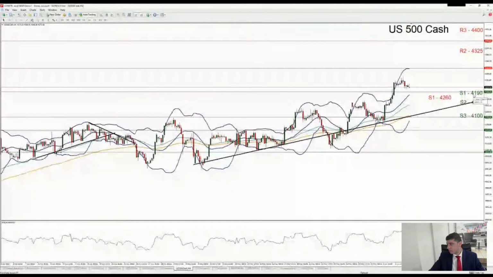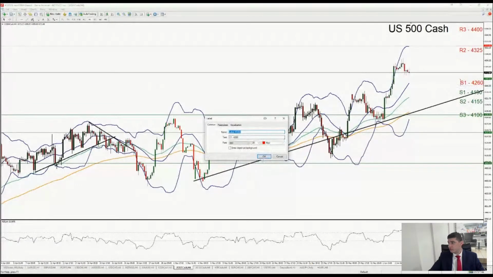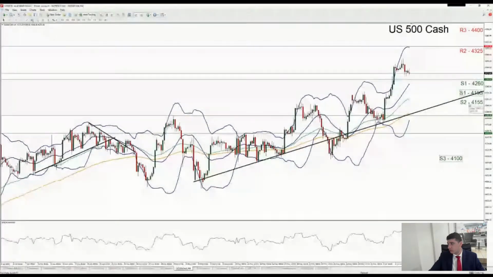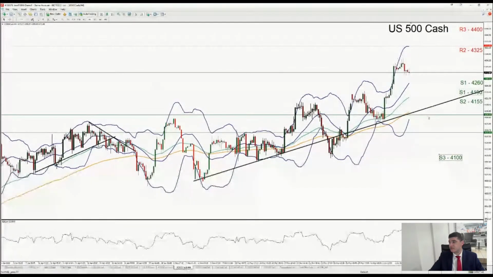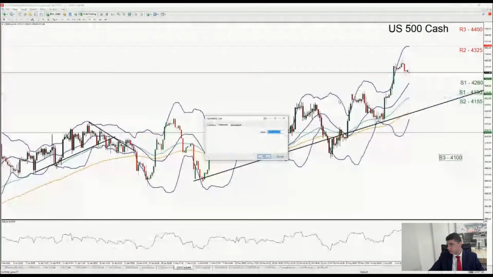So we now have resistance turn support. And given that, should the pair continue to validate our upwards moving trend line, we would maintain a bullish outlook for the S&P 500. So our S3 now is removed. As you can see, this is very volatile. So I would personally bring S2 slightly higher at 4,230. So this would be my new S2.